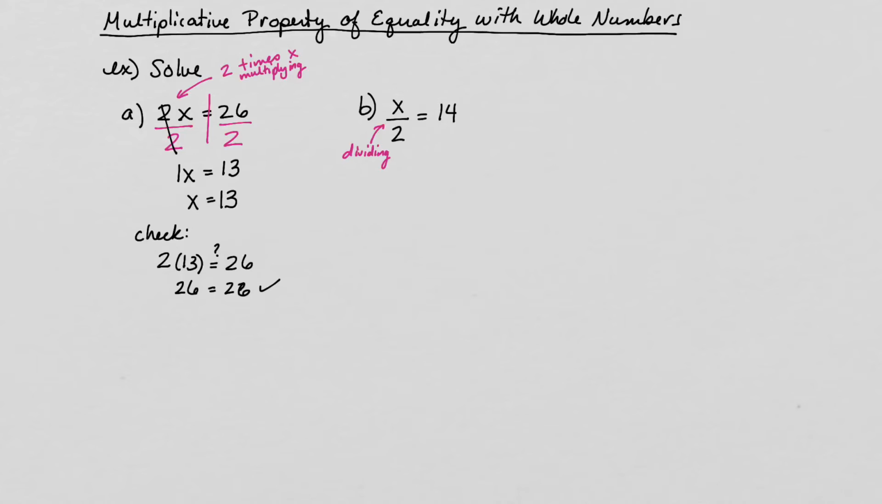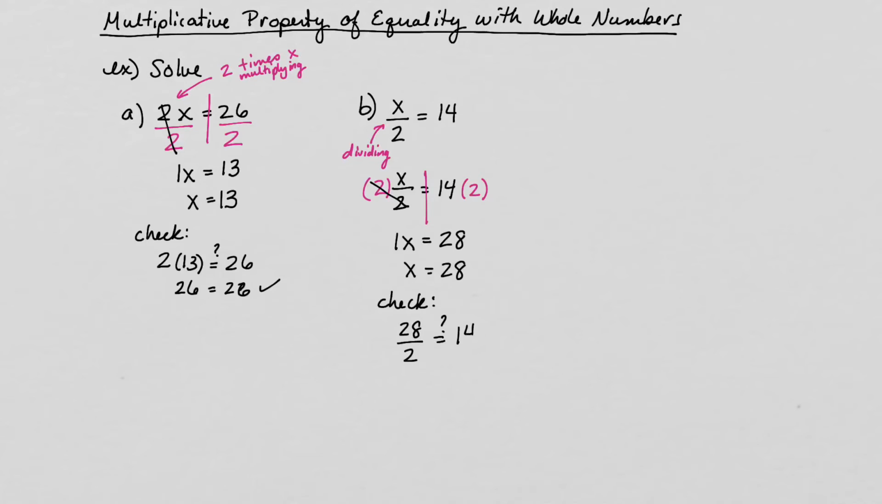Since I kind of squished stuff in there, let me rewrite this just so we can see what's happening here. I'm going to multiply the left-hand side of the equation by 2, and whatever I do on the left side, I also have to do on the right side. So I'm also going to multiply the right side by 2. And so 2 divided by 2, that's 1. So on the left-hand side, I'm going to get 1x. And then 14 times 2 is 28. But again, you don't have to write 1, so it's just x equals 28. And again, I can check my answer. Is 28 divided by 2 actually equal to 14? And yeah, it definitely is.